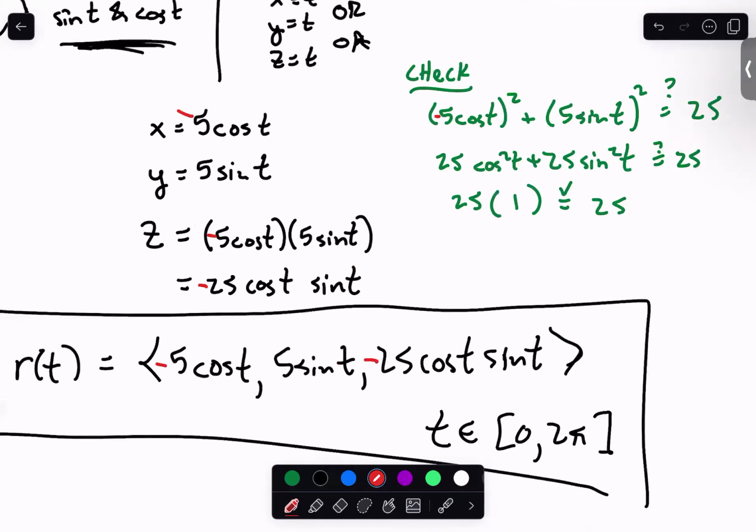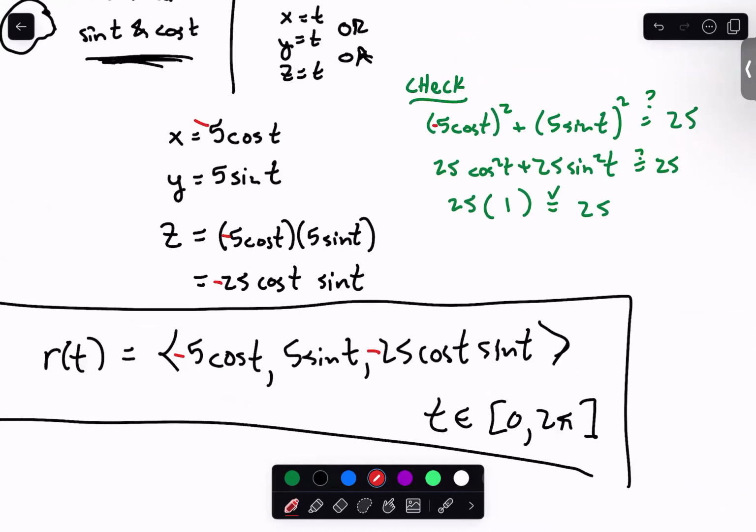Likewise, you could have switched the sines and the cosines, right? Actually, the x could be sine and the y could be cosine, and that would also work out perfectly fine. So these are different parameterizations, but they all map the same curve. They all map to this curve of intersection.